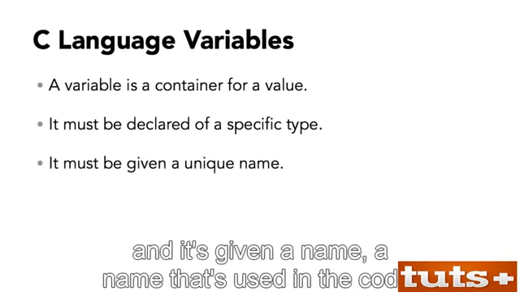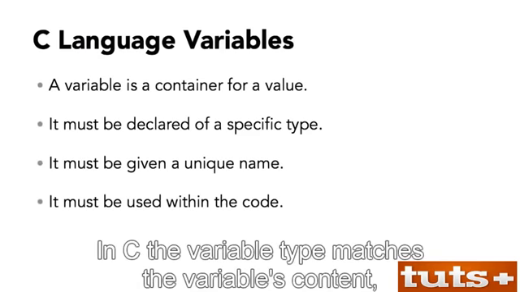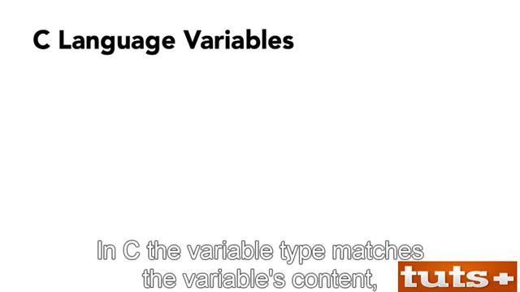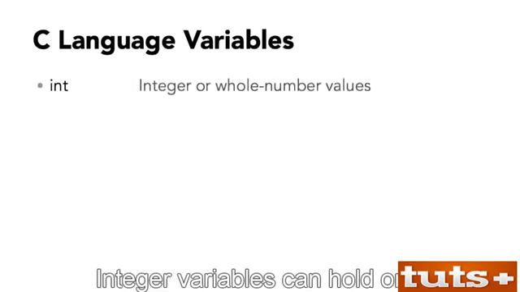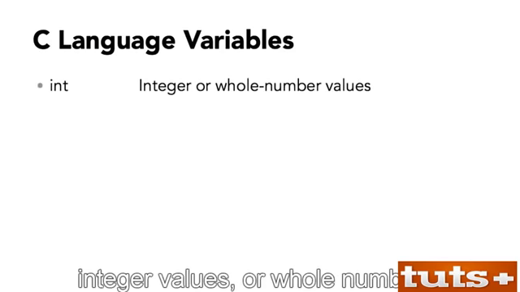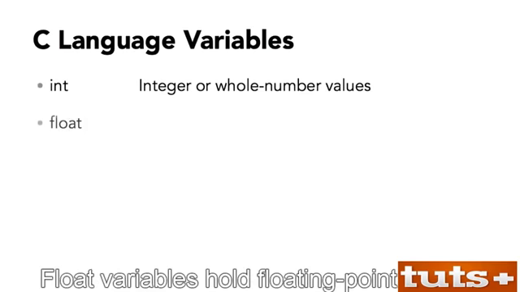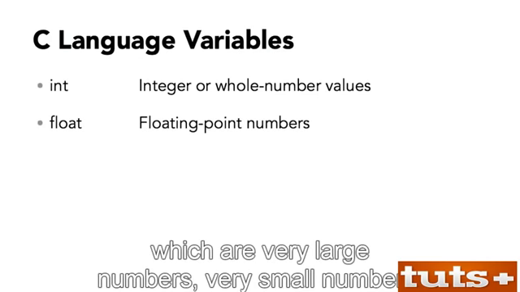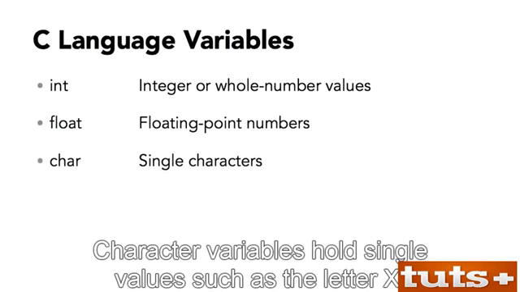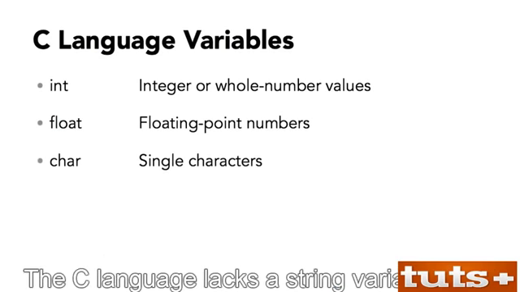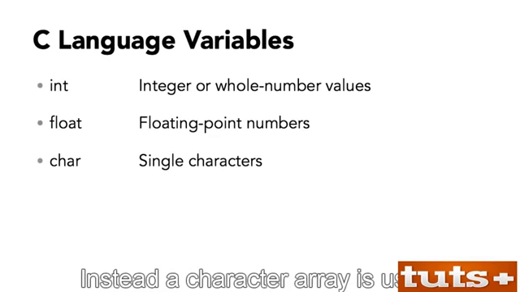In C, the variable type matches the variable's content, the type of value being stored. Integer variables can hold only integer values, or whole numbers. Float variables hold floating point values, which are very large numbers, very small numbers, or numbers with a fractional part, like 2.1. Character variables hold single values, such as the letter X. The C language lacks a string variable type. Instead, a character array is used. I'll explain how that works in a later movie.